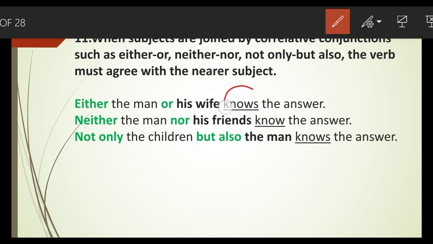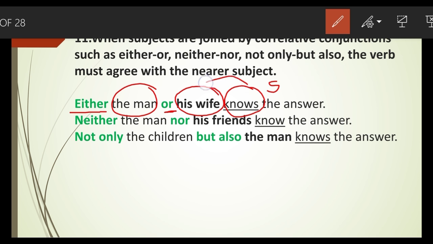So either the man or his wife knows the answer. Bakit ba knows yung ginamit natin or bakit ba singular yung verb natin dito? Okay, so here, makikita natin that this sentence is joined by correlative conjunctions. Ano ba yun? Either or. So lagi silang magka-partner kung may either, may or. Yan. So dito meron tayong two subjects, the man and then his wife. So, parehas naman silang singular, but we will follow the number of the noun or of the subject that is nearer to the verb. Yung mas malapit dun sa verb.